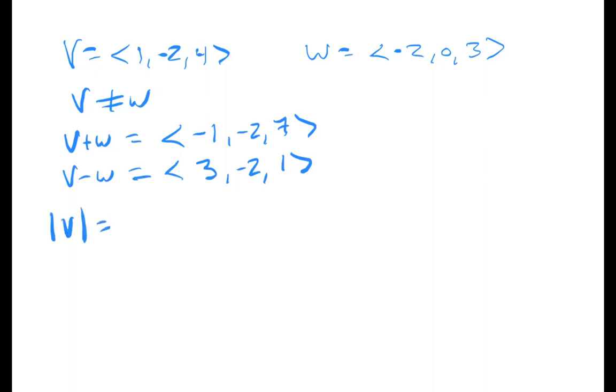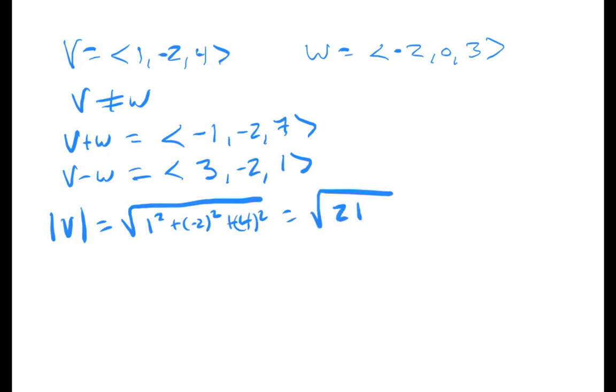We could find the magnitude of w also, but I'm just going to choose vector v here. So that should be the square root of 1 squared plus -2 squared plus 4 squared, which is going to be the square root of 21. 1 plus 4 plus 16. I did that right. So basically, that's how long the vector is. That's how far from the origin it is. Square root of 21 units. And we can't break down the square root of 21.